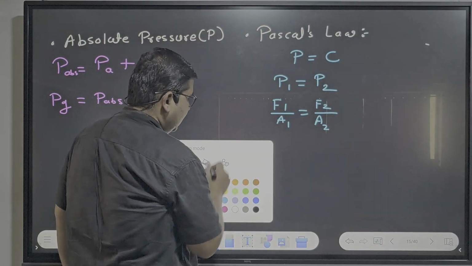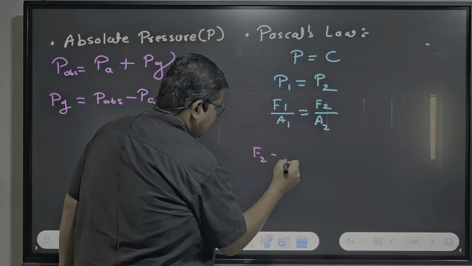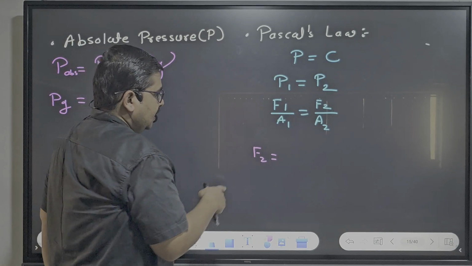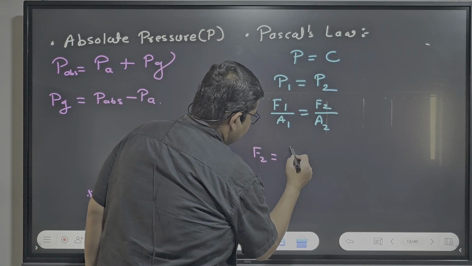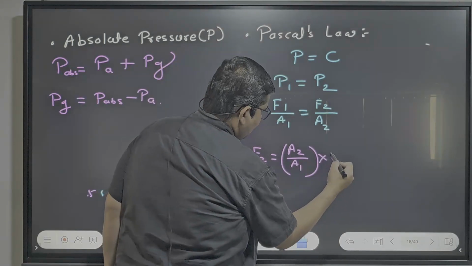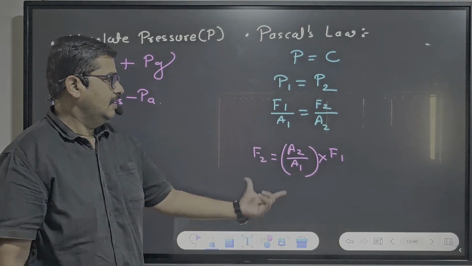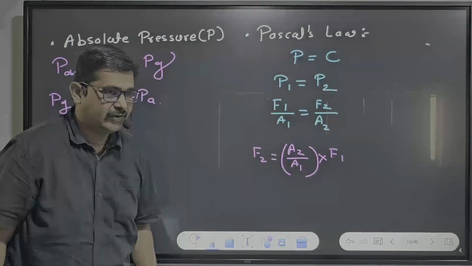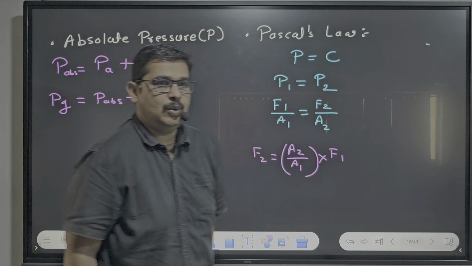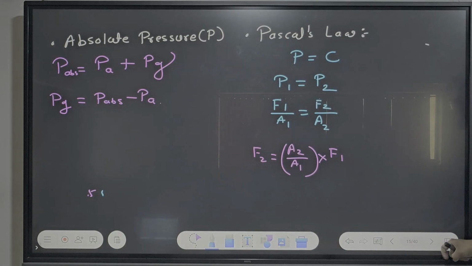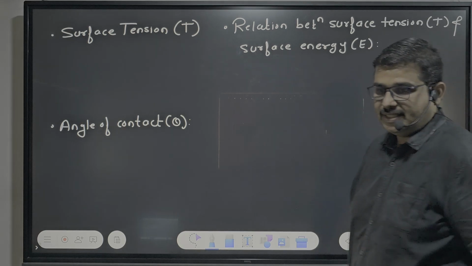Now we have to calculate F2, how much lift you are getting, how much mechanical advantage you are getting. That is F2 is equal to A2 upon A1 into F1. So we are getting the mechanical advantage, means within less effort you can lift maximum load. Okay, so this is the application of Pascal law.